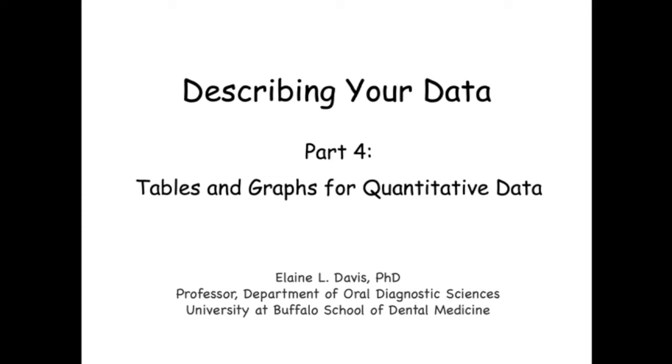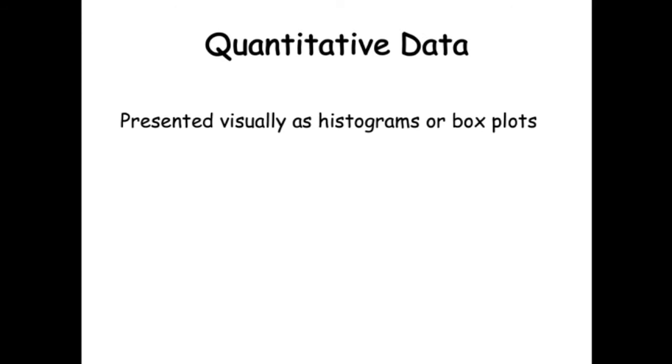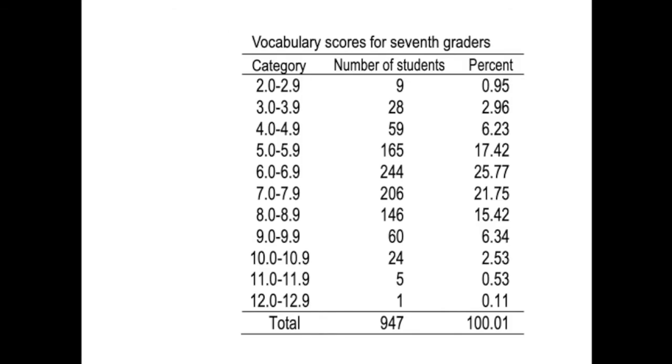This video presents an overview of tables and graphs for quantitative data. The most commonly used graphic types are histograms and box plots. As with categorical data, we generally start with a frequency table. For quantitative variables, raw scores are usually sorted into categories.